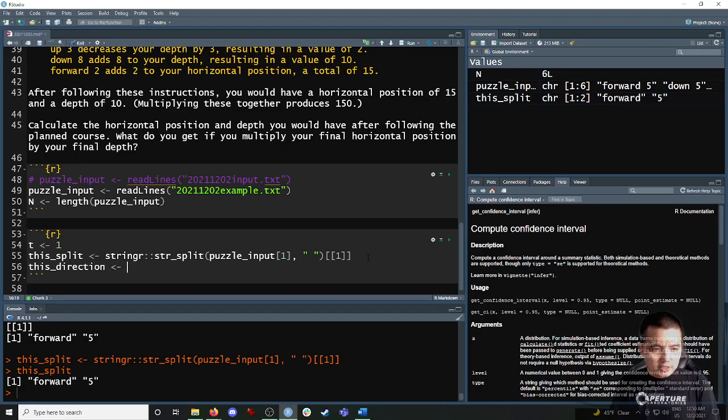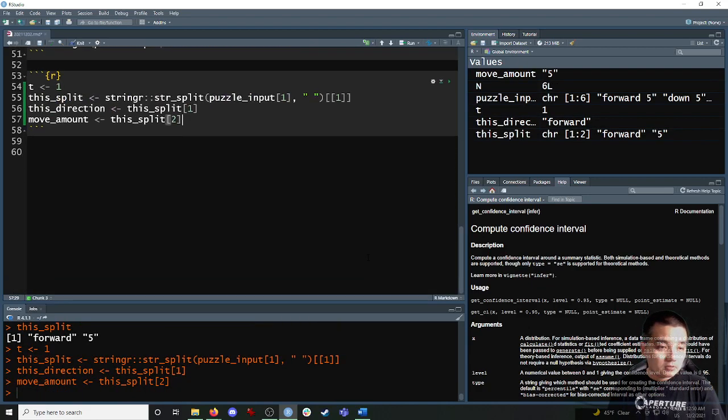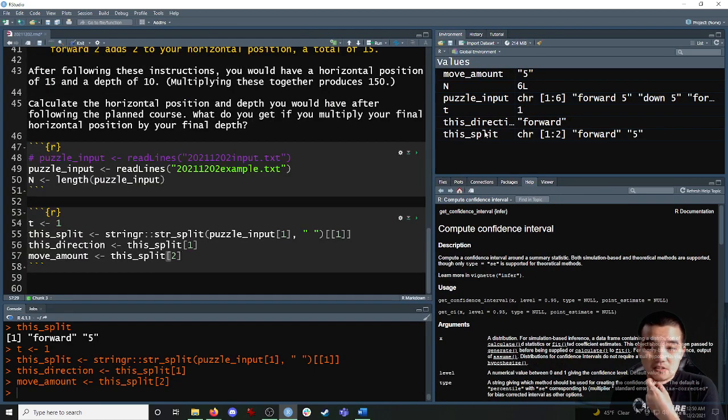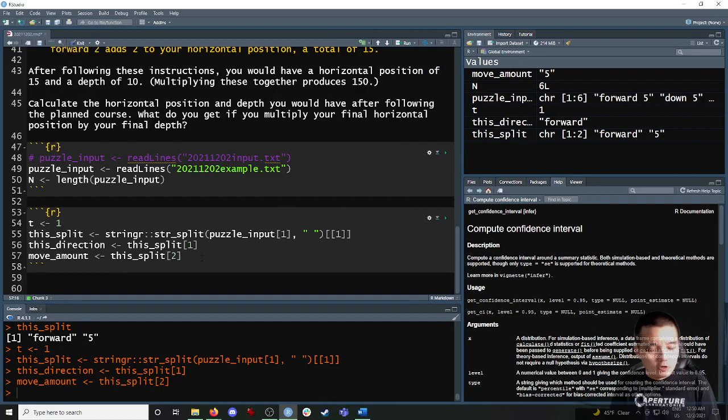Let's call the word this direction. That's going to be the first item in this split. Let's call the number move amount, and that's going to be the second item in this split. So notice there in the top right, this direction is indeed simply the word forward. Move amount is the number 5, but alas, it's still being treated as a string. Those quotation marks will get in the way. We need to coerce the result to be a number, and we could use a command such as integer to do so.